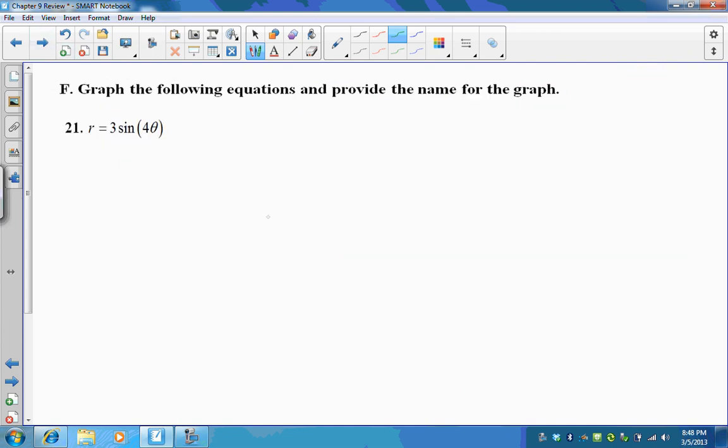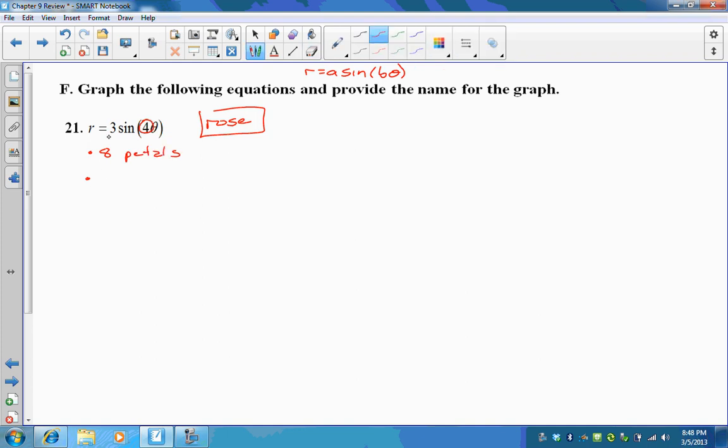Okay, let's move on. Number 21, 3 sine 4 theta. This is a rose graph. I know that because it's a number times the sine of a number times theta. The general form for a rose is r equals a, and then it can be either sine or cosine, n theta. With the rose, I need to know how many petals there are. The number of petals is determined by this number right here. If it's even, you'll double it. So that means there are 8 petals.